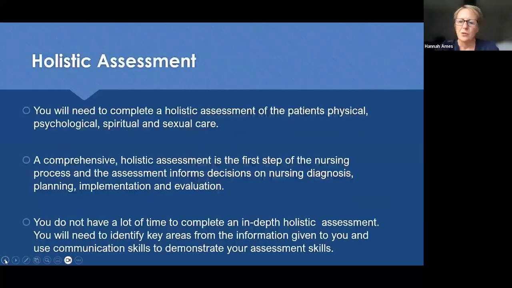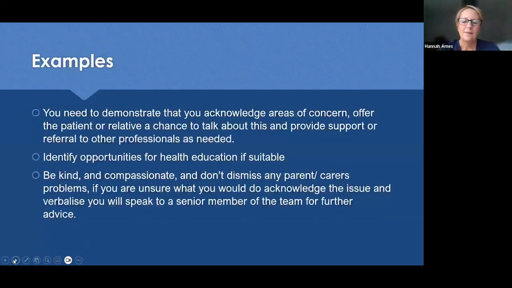And then you'll need to go on to your holistic assessment of your child, and you won't have a huge amount of time to do a really in-depth assessment. So it's important to pick out key areas from your scenario briefing and know key assessment priorities for those 2 conditions, so asthma and post-op tonsillectomy bleed. So like I said, you'll need to pick up on key areas.